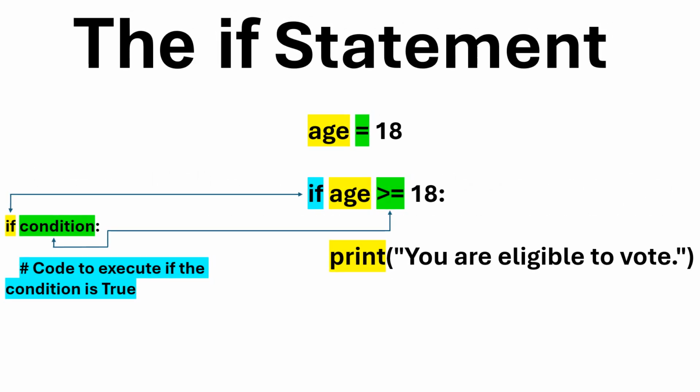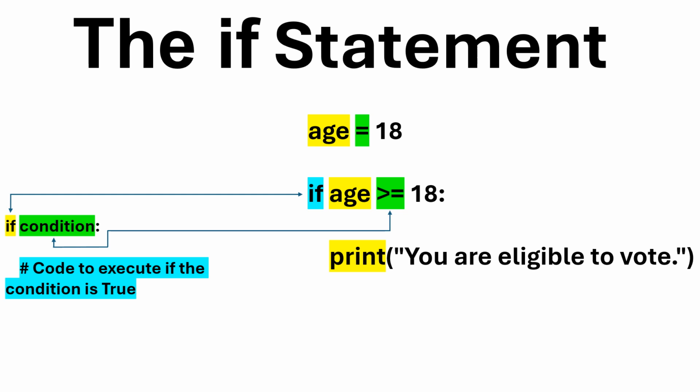In Python, conditional statements are essential for making decisions in a program. They allow us to execute specific blocks of code only when certain conditions are met. One of the most commonly used conditions is checking whether a number is greater than or equal to a certain value. For example, consider the case where we need to determine if a person is eligible to vote. In many countries, the legal voting age is 18 years or older. We can implement this rule in Python using an if statement.